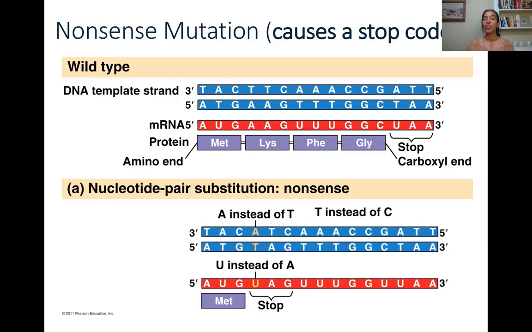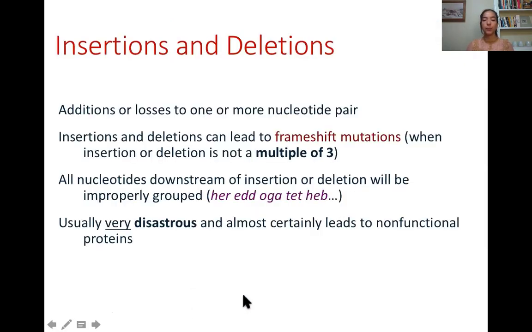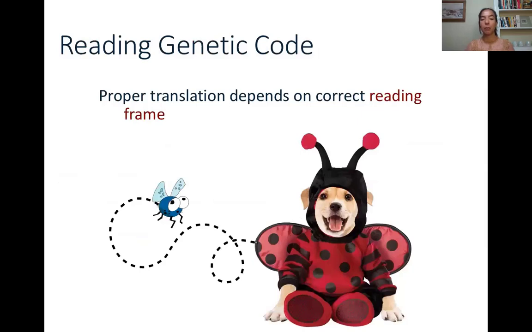As you can imagine, if this polypeptide is very important, if we truncate the synthesis, it can have a very deleterious effect for the individuals carrying such mutations. Another type of mutations are insertions and deletions. These types of mutations can lead to frame shift mutations, and some of them can be very disastrous. Let's look at some of these examples.